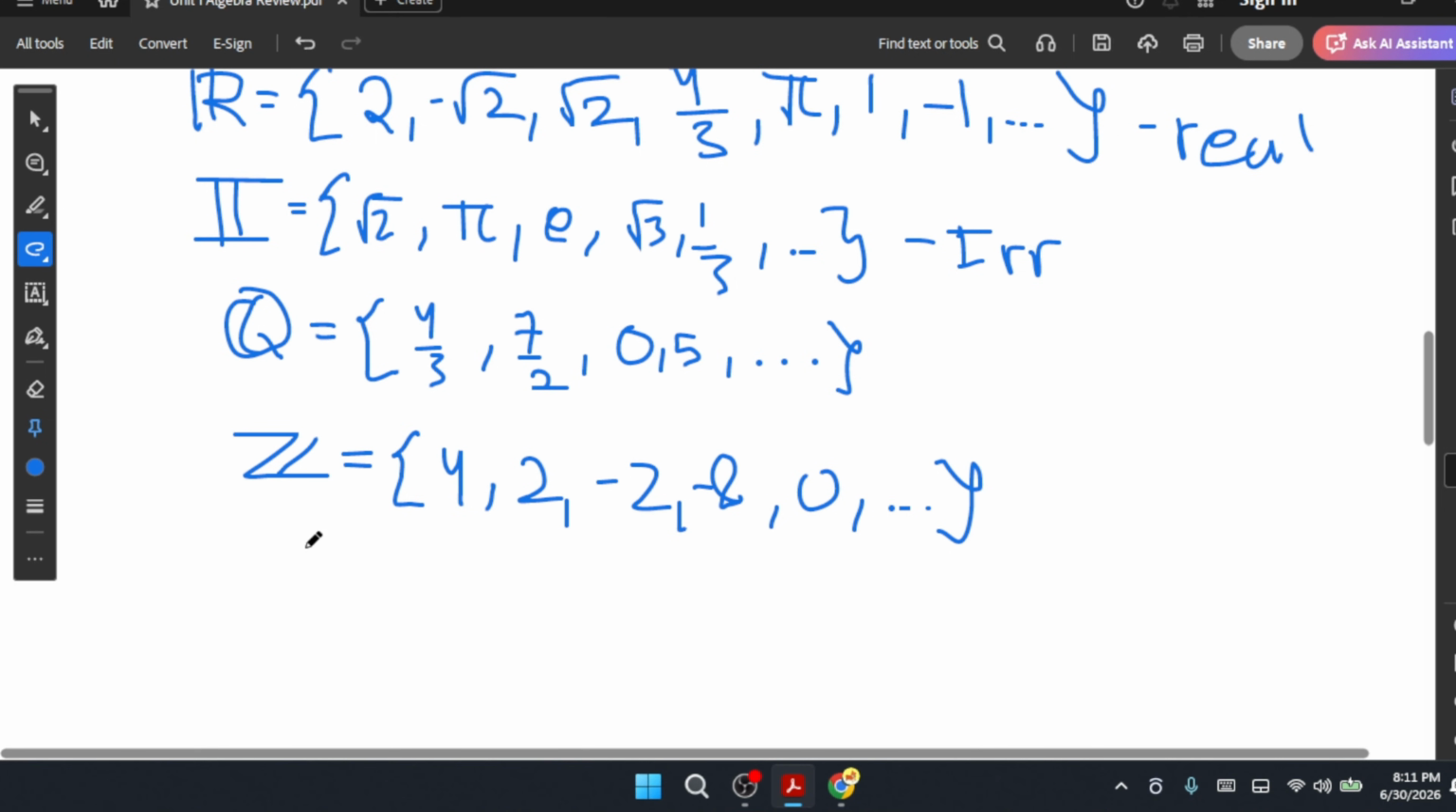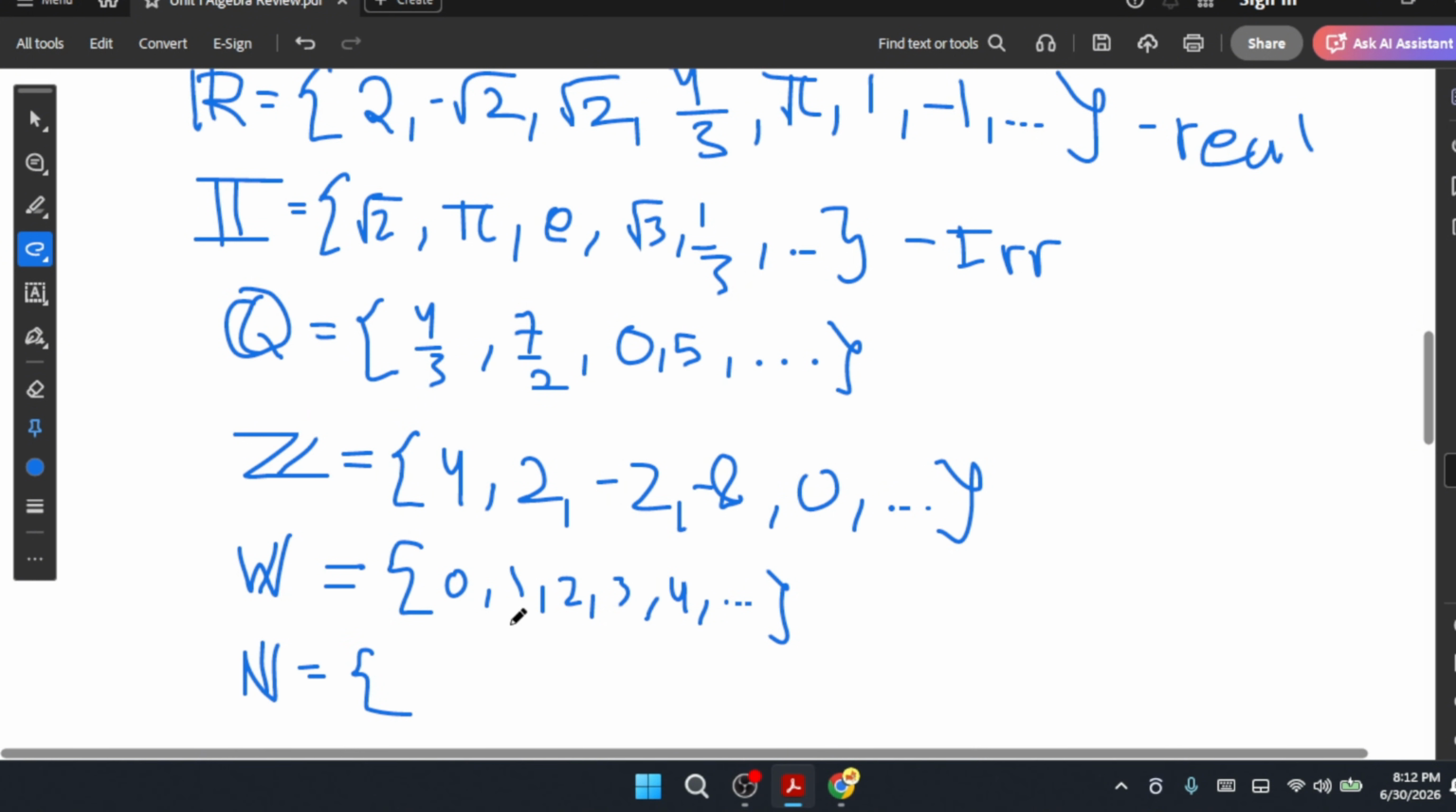Next, inside of the integers there exist whole numbers. For whole numbers, there's no specific denotation. Let's say this W. It's 0 and all the positive integers, excluding negatives. Those are the whole numbers. And inside of the whole numbers, there are natural numbers. So natural numbers are the set 1, 2, 3, 4, excluding 0. So it's just 1, 2, 3, and so on. These are the naturals.